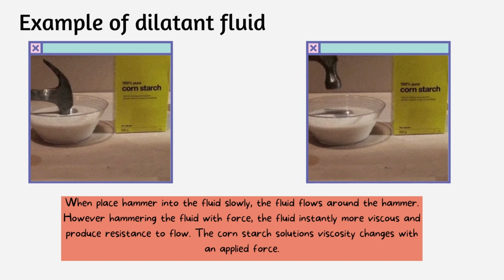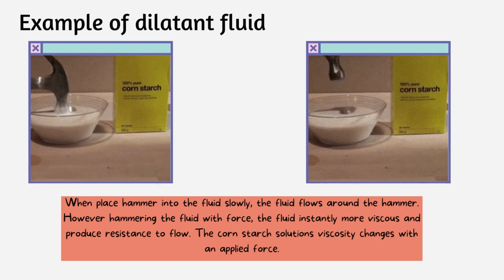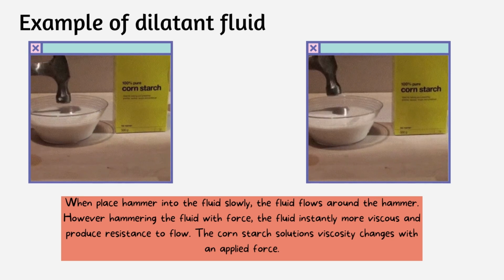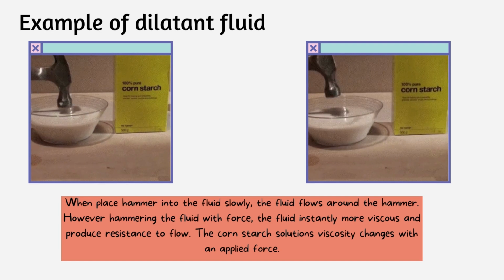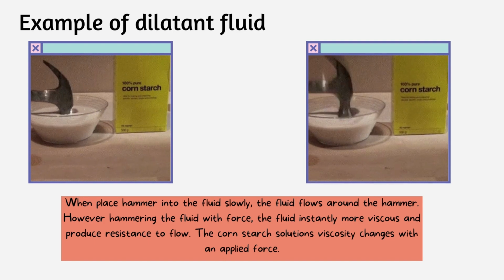Example of a dilatant fluid. When you place a hammer into the fluid slowly, the fluid flows around the hammer. However, when hammering the fluid with force, the fluid instantly becomes more viscous and produces resistance to flow. The cornstarch solution's viscosity changes with an applied force.